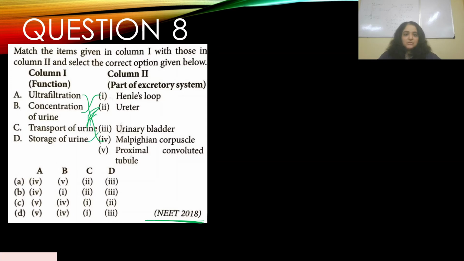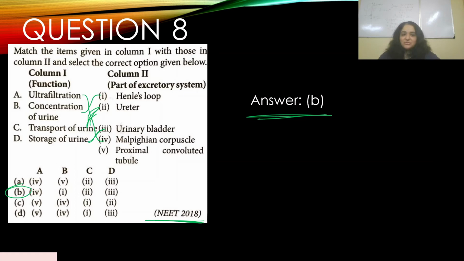Storage of urine is in the urinary bladder. So what is our answer now? We have A4, B1, C2 and D3. So your answer should be B. Yeah, so your answer is B, right?